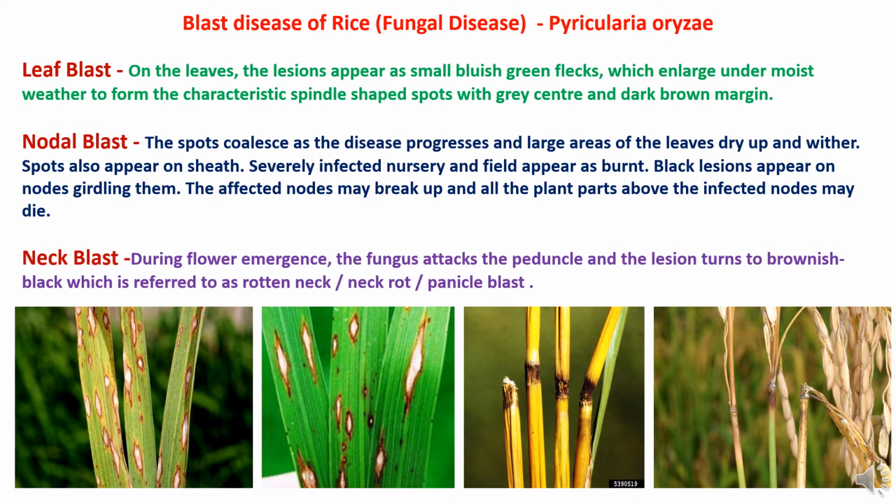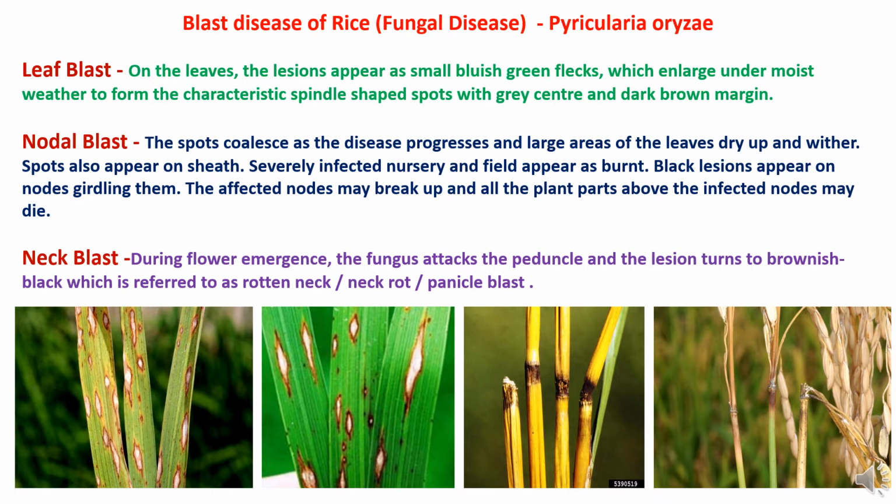Now blast disease of rice crop, which is a fungal disease caused by Pyricularia oryzae. The fungus attacks the crop at all stages of crop growth and symptoms appear on leaves, nodes, rachis and glumes. On this basis, the blast disease is categorized into three types. First one is leaf blast, second is nodal blast and third is neck blast.